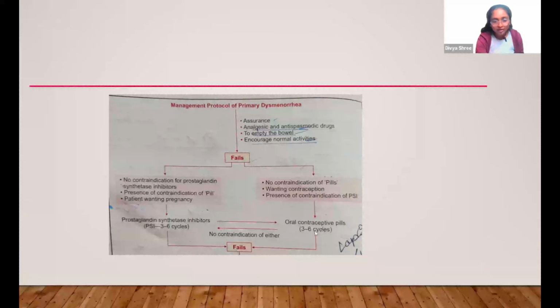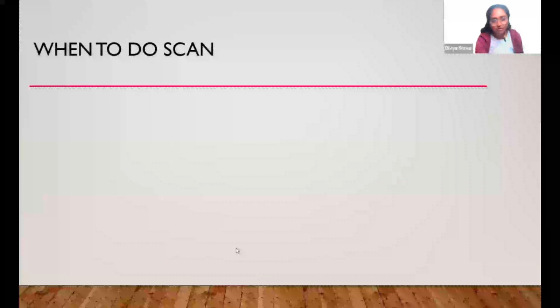If you give OC pills and try for 3 to 6 cycles, and if there are no contraindications for either, you can shift over to the other drug. So 6 cycles you try OC pills, and then 6 cycles you try prostaglandin synthetase inhibitors, and then if it fails, you can go for further management like transcutaneous electrical nerve stimulation and LUNA, that is laparoscopic uterosacral nerve ablation, etc.